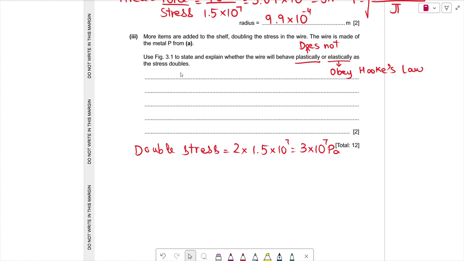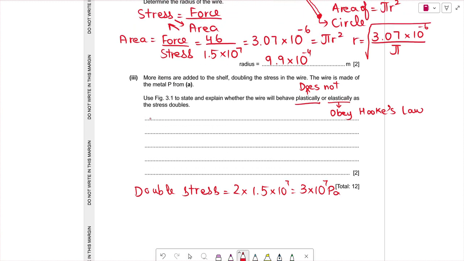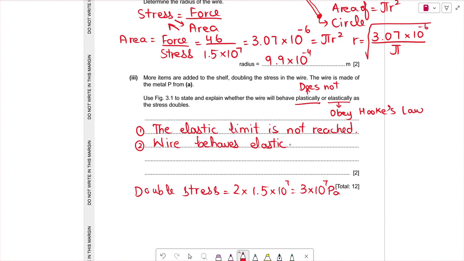So for 2 marks, we write: the first mark will be that the elastic limit is not reached, and the other mark is that the wire behaves elastically.